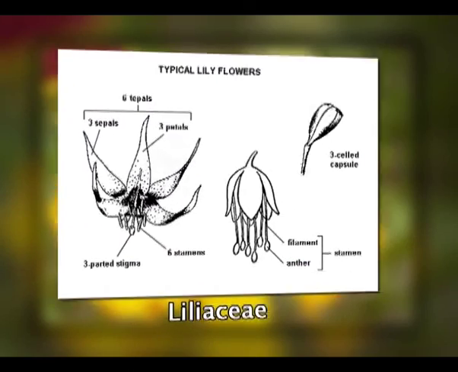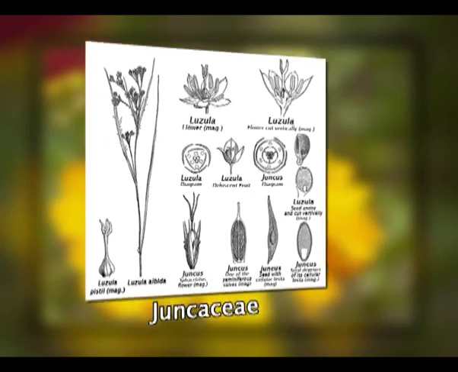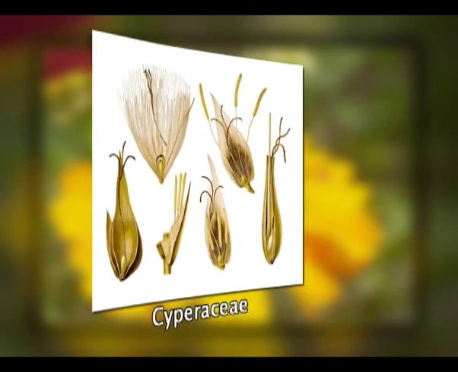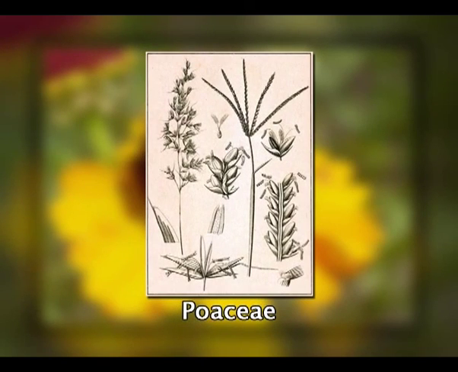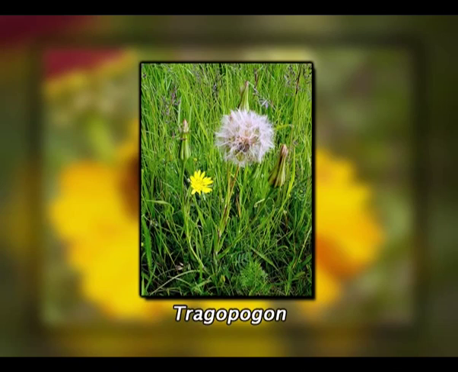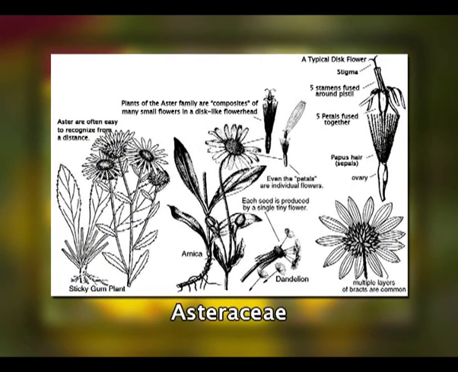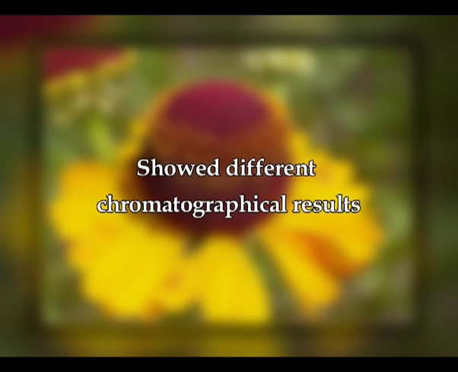Analysis of flavonoids of leaf of Liliaceae, Juncaceae, Cyperaceae, and Poaceae suggests that all these families have arisen from liliaceous ancestors. The flavonoid pattern of 5 species of Tragopogon of Asteraceae and their F1 and F2 hybrids were studied, and all the species and their populations showed different chromatographic results.